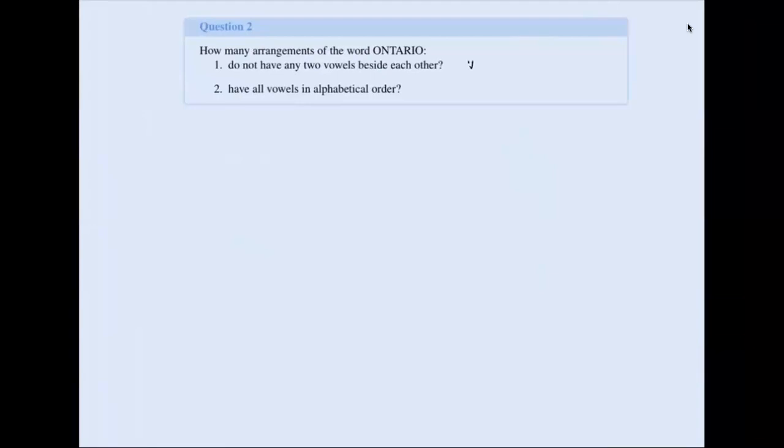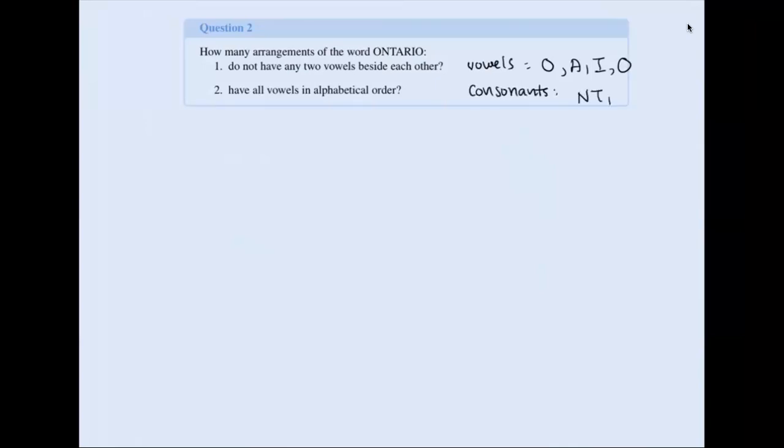So here I have the vowels: O, A, I, and O. And then consonants: N, T, and R.